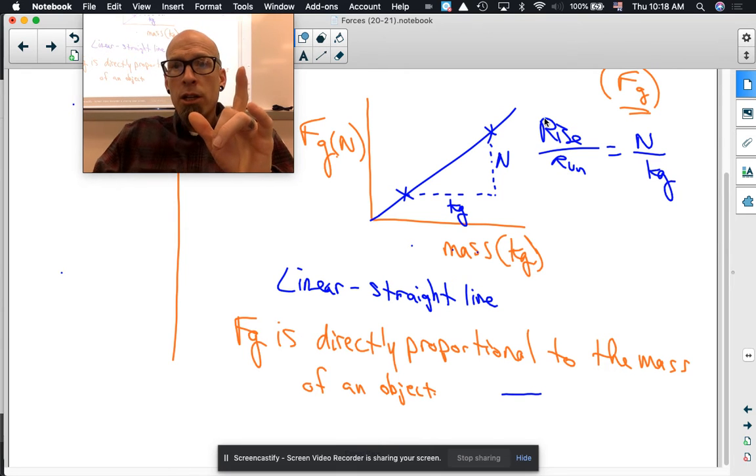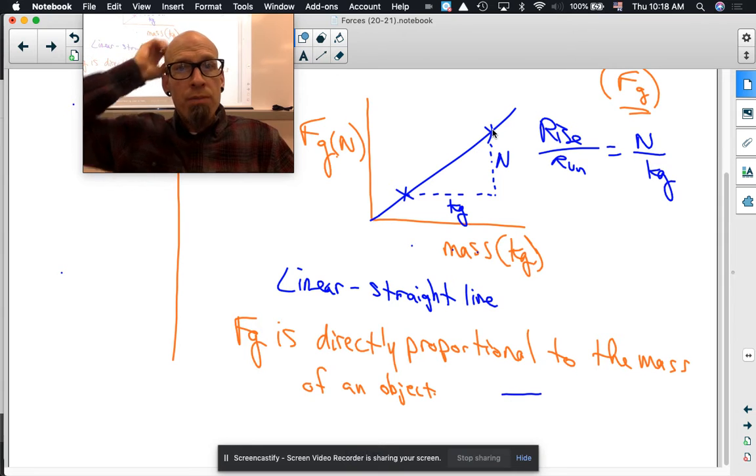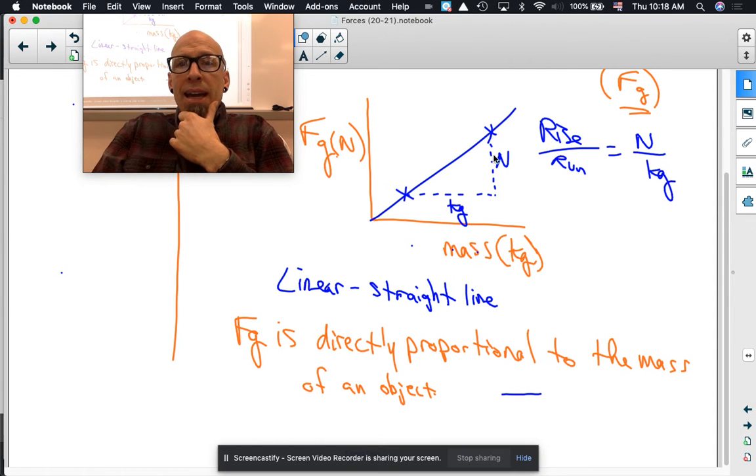But if you had, you would have had a setup like this. You would have found 2 points on the line that hopefully hit grid intersections that would be easy to read. And you would have found that that is a Newton value. So the rise of the graph is force of gravity, and the rise is measured in newtons. The run of the graph is mass, which is measured in kilograms. So you would have taken a rise over a run, which would have been a value in newtons divided by a value in kilograms.